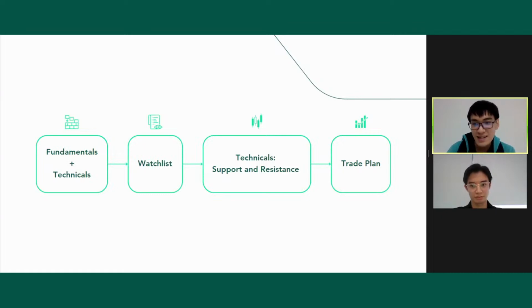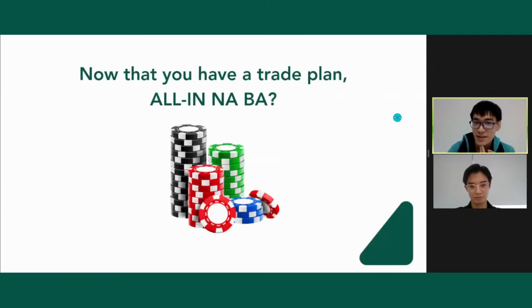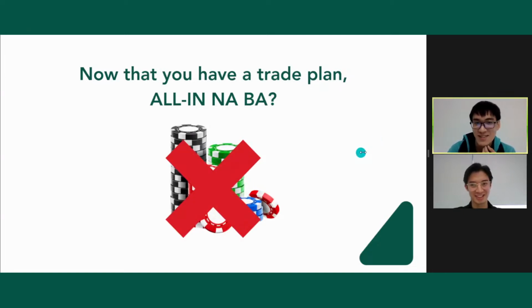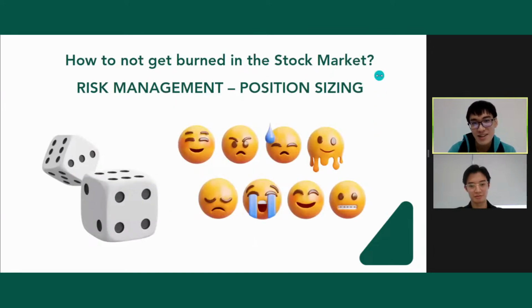So what's the next step? Now that you have a trade plan, the question is, all in na ba? What do you think, Franco? All in na ba? Oh, no, definitely not. Right? We're not supposed to go all in just because we have a trade plan. So if we're not going to go all in, what do we do then? The answer is risk management. That's really the holy grail in trading, how you will survive in the markets, how you will not get burned. It's through risk management, specifically position sizing.